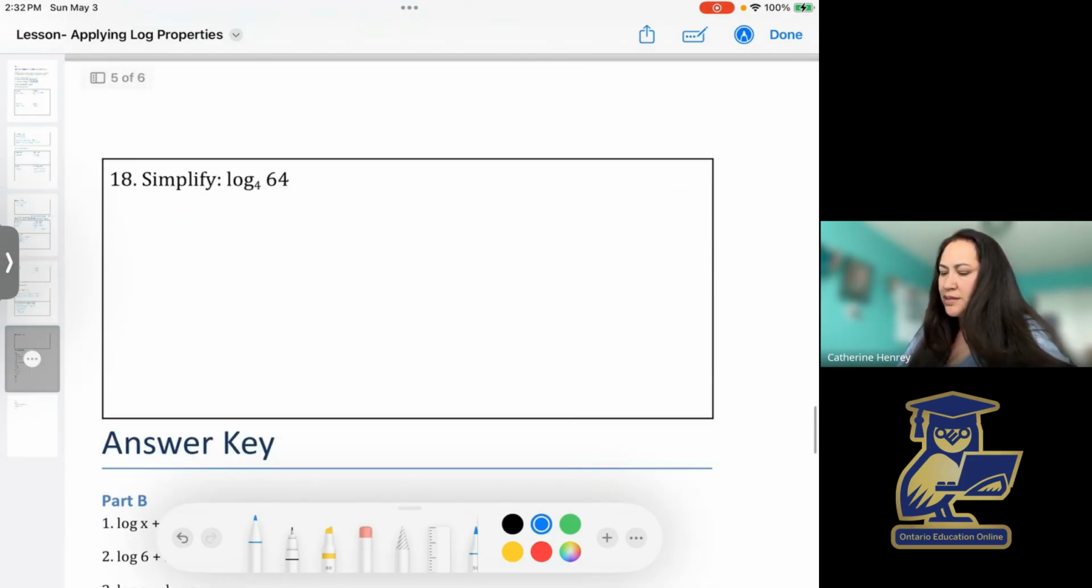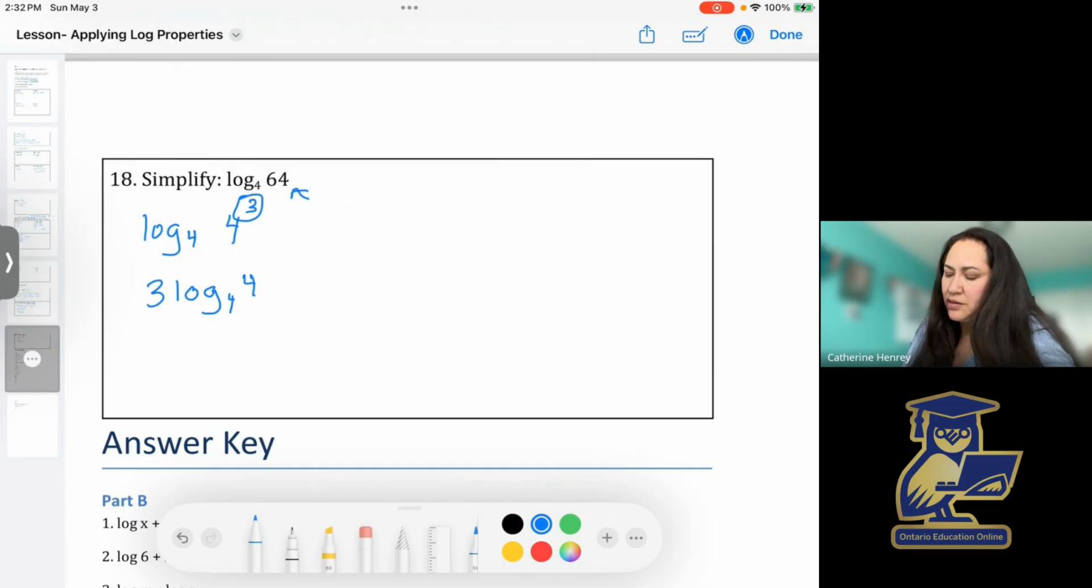And one last example. So let's see if we can change the 64 to an exponent that has a base of 4. So we will have the log of 4 to the power of 3 to the base of 4. And I will bring out the exponent to be a coefficient. So 3 times the log of 4 to the base of 4. And this is equal to 1. So it simplifies to 3.